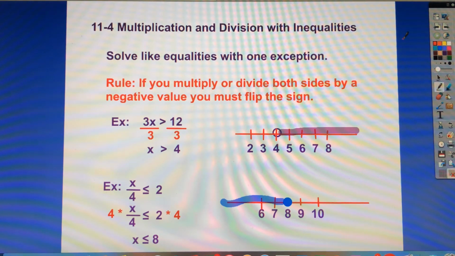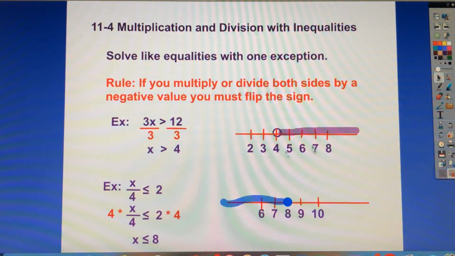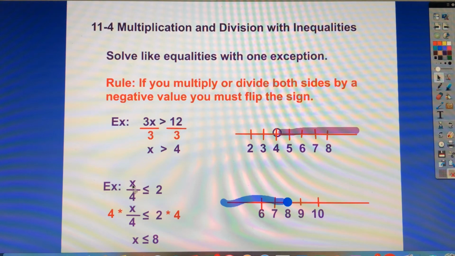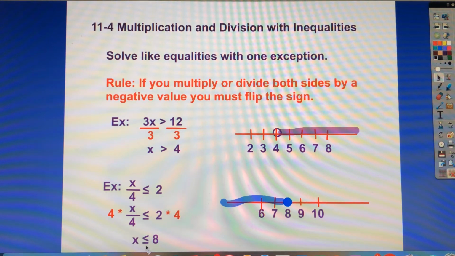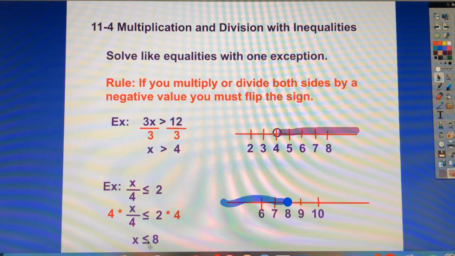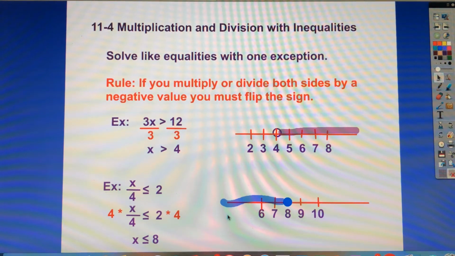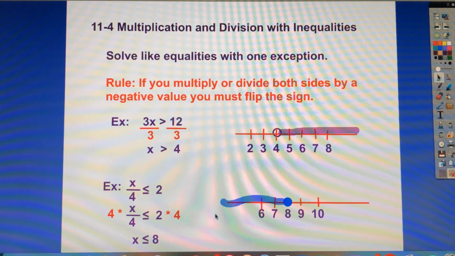Example. X divided by 4 is less than or equal to 2. So here I'm looking at needing to isolate x. How do I get rid of a denominator? I multiply both sides by the denominator, by 4. X is less than or equal to 8. I did not multiply by a negative value. I do not need to flip the sign. I have x on the left, solid circle at 8, shade to the left.